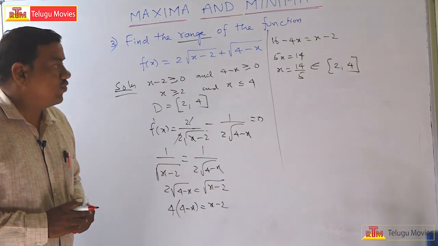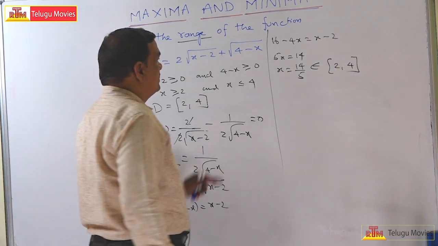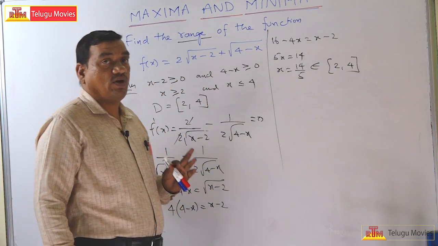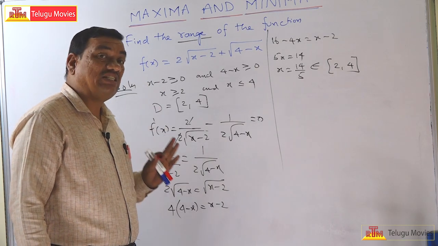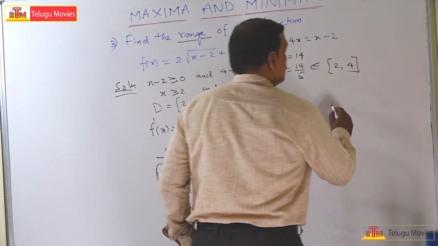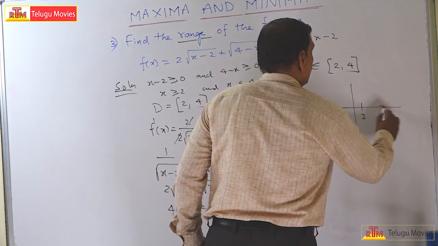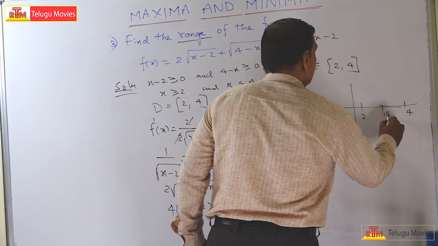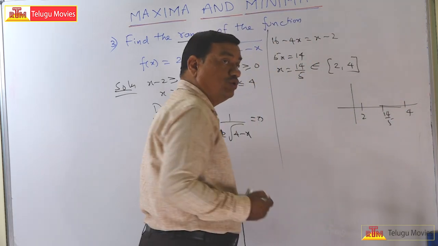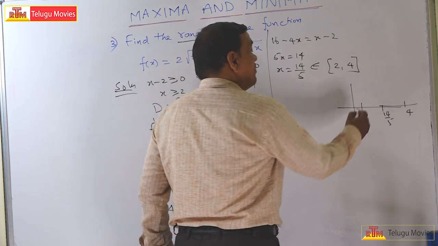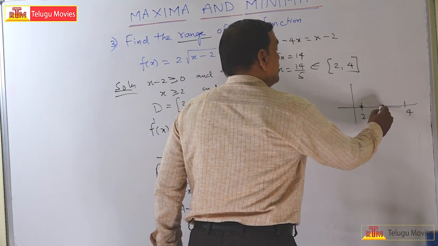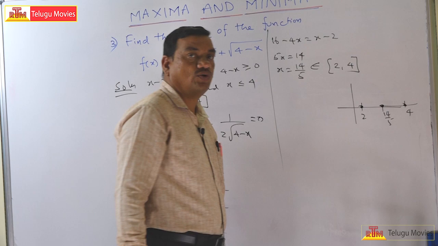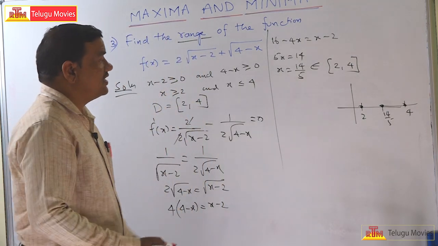Interval 2 to 4. Okay now, right. That means this is a global maxima we can call it as. So the maximum and the minimum value, if you observe here, this is 2 and it is 4. This is 14 by 5. So you may get the maximum or minimum values at either 2 or 14 by 5 or x is equal to 4. Okay now, let us check one by one.